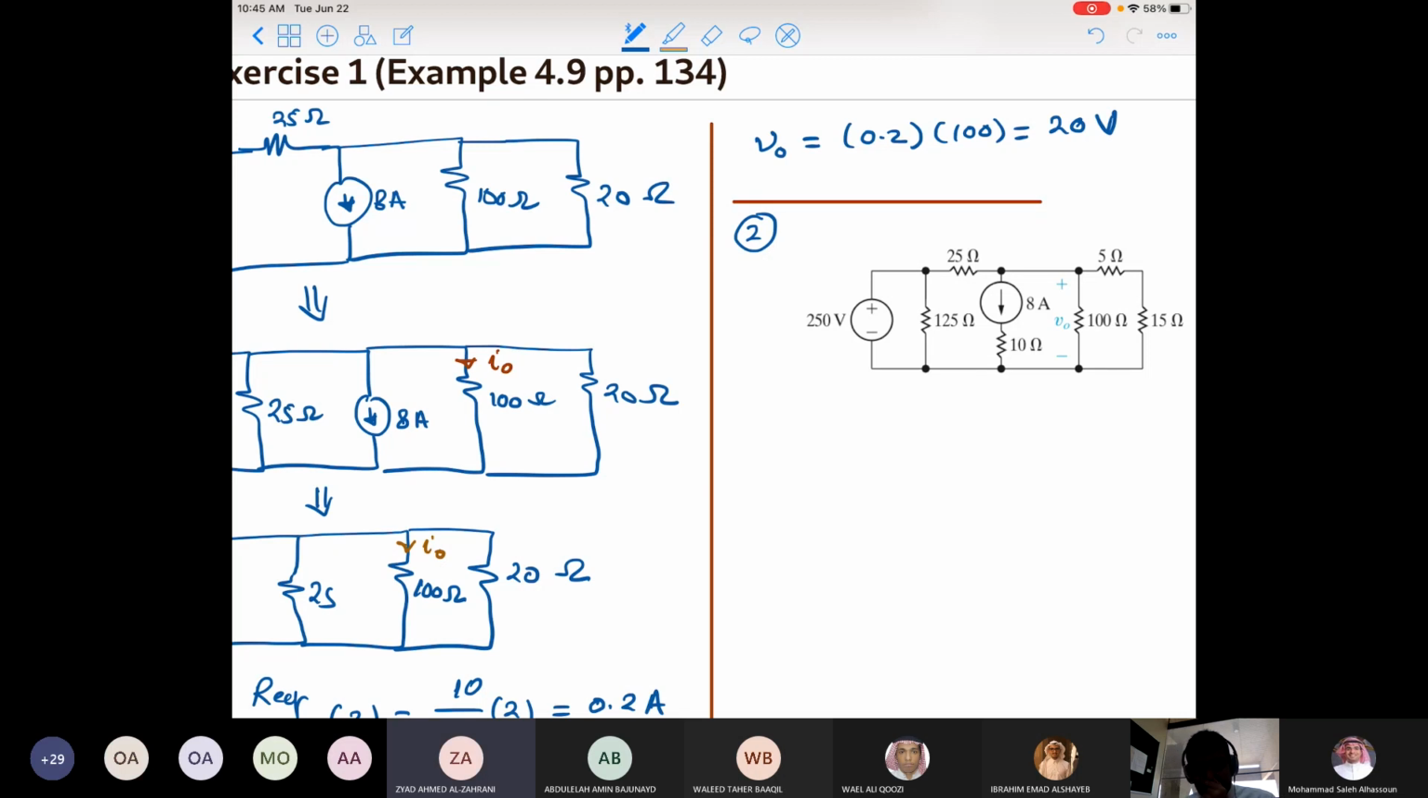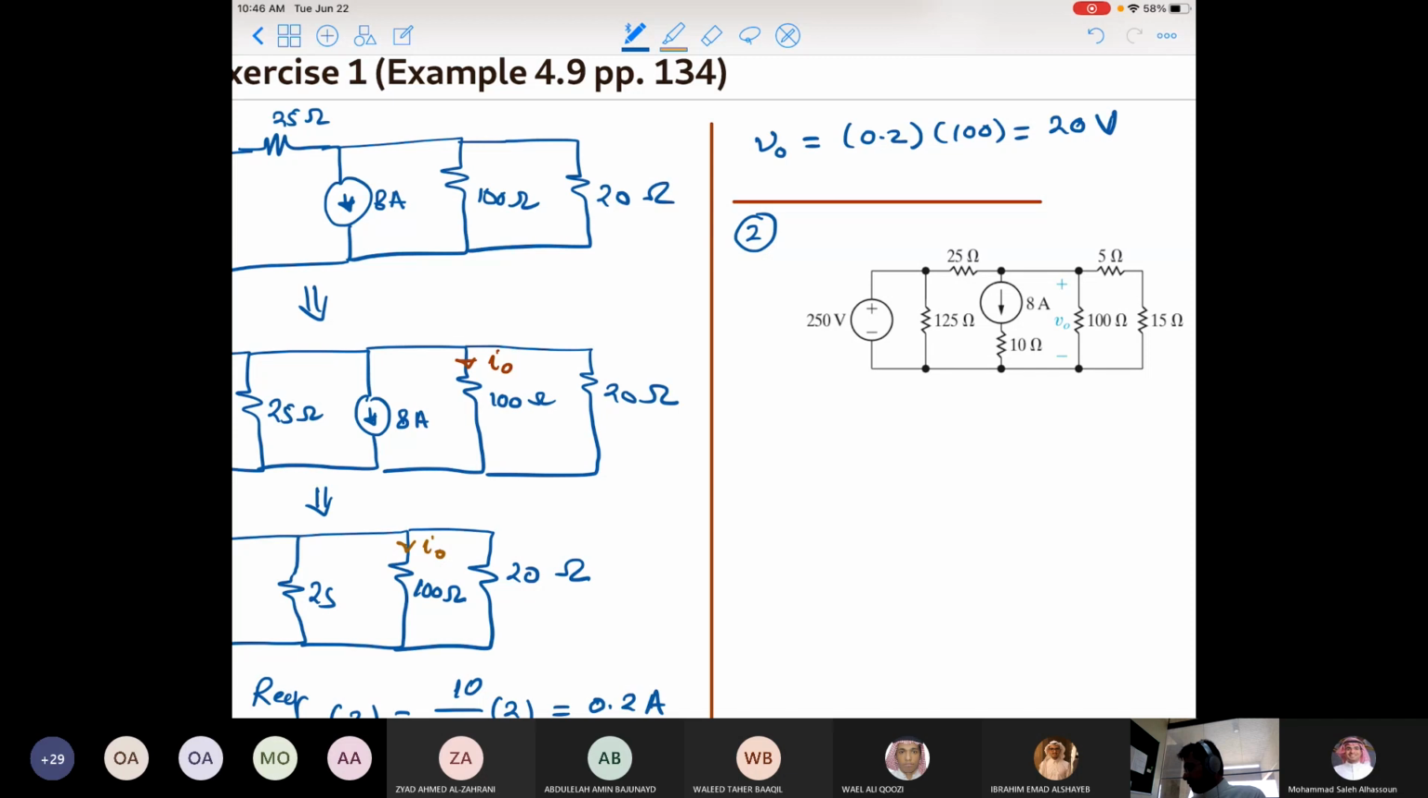We find that it is 2 amperes as a current source. So we apply the passive sign convention and multiply I by V. So what is the current here? 2. Why 2? Because we found it previously. Not really.